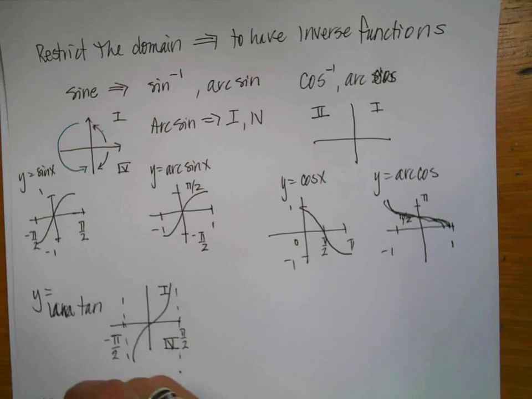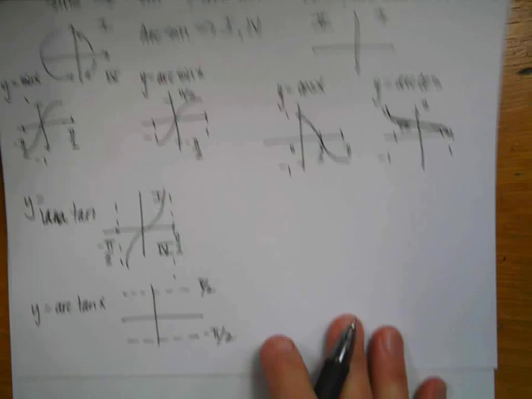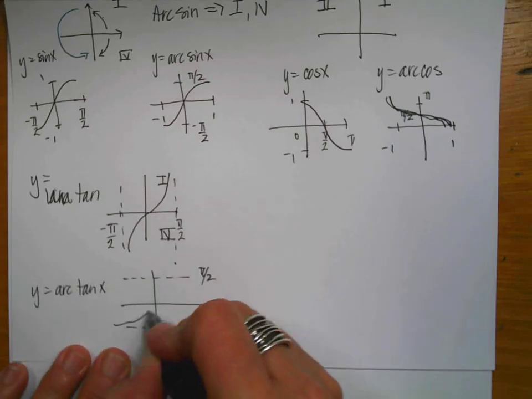Then if I graph y is equal to the arc tangent of x, it's actually kind of cool, it looks like a logistic growth function. So this would be my pi over 2, this is my negative pi over 2. You can't see that, now you can.